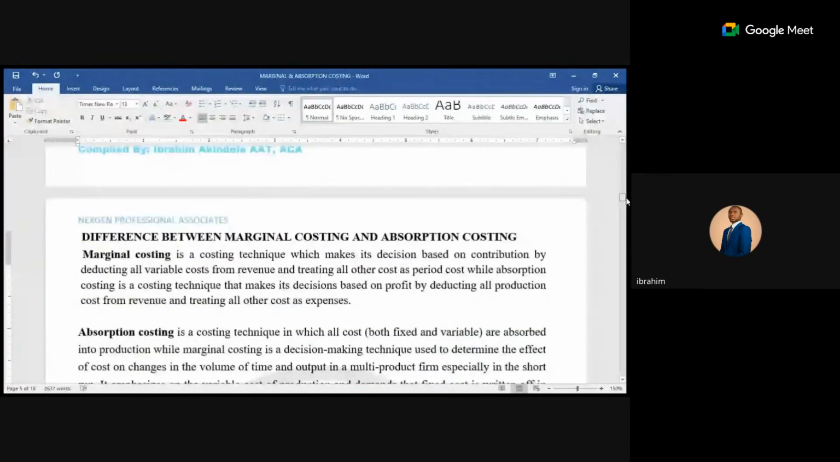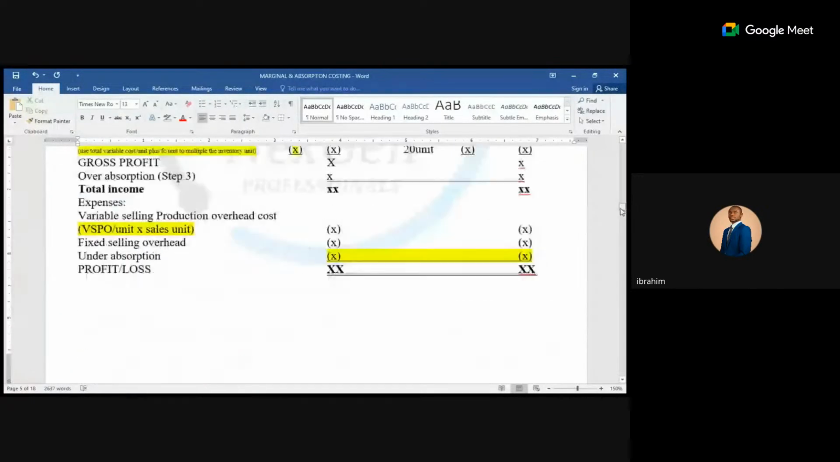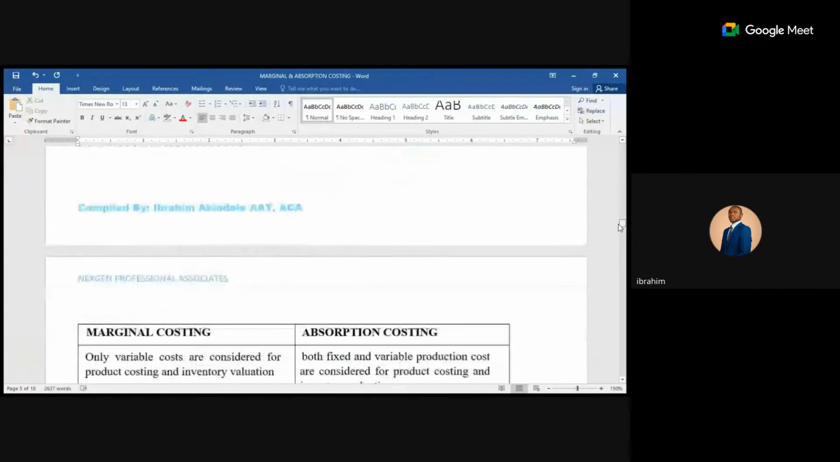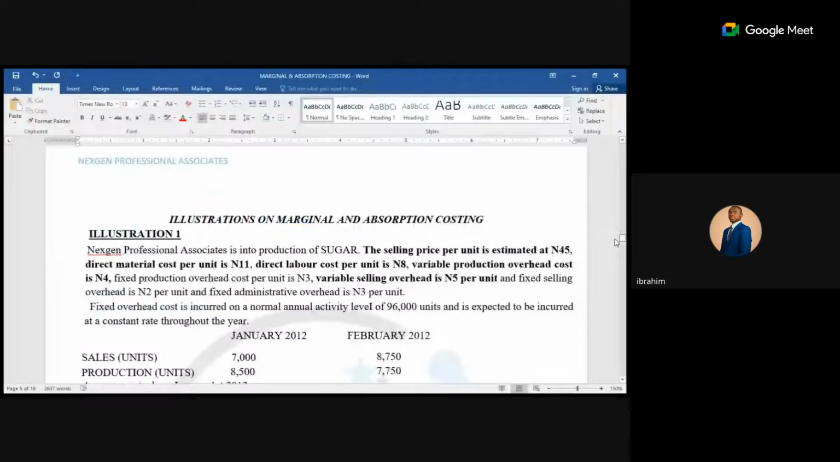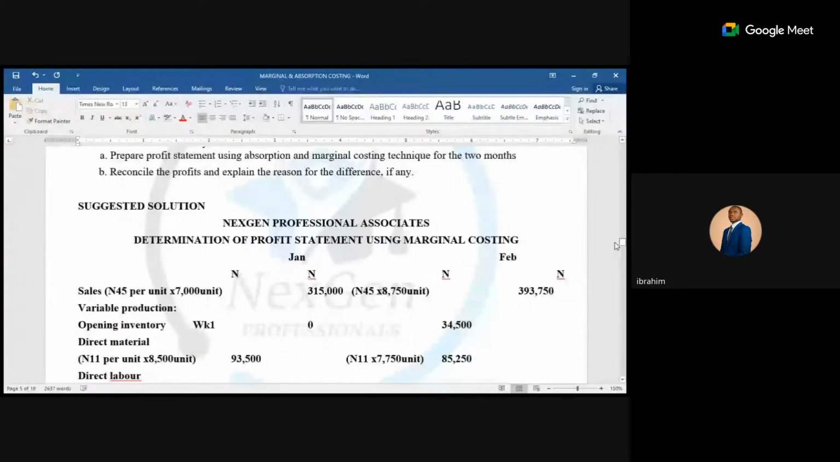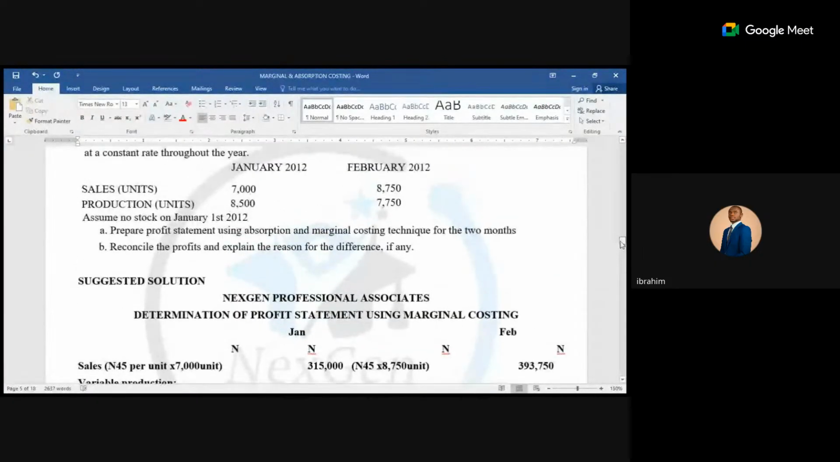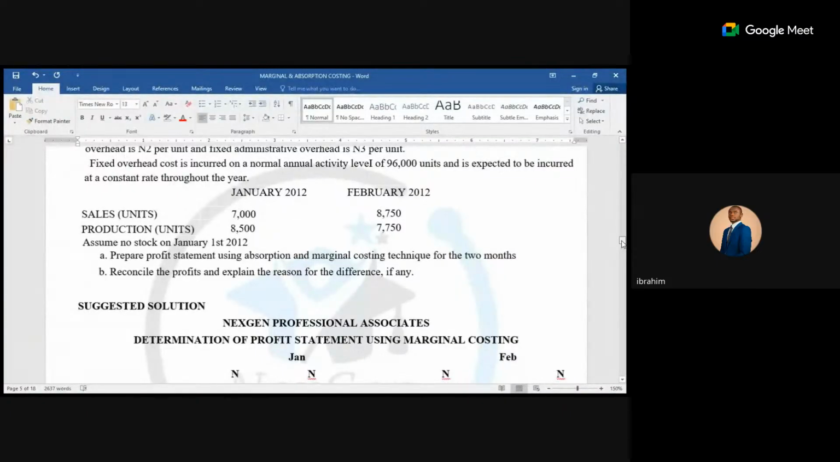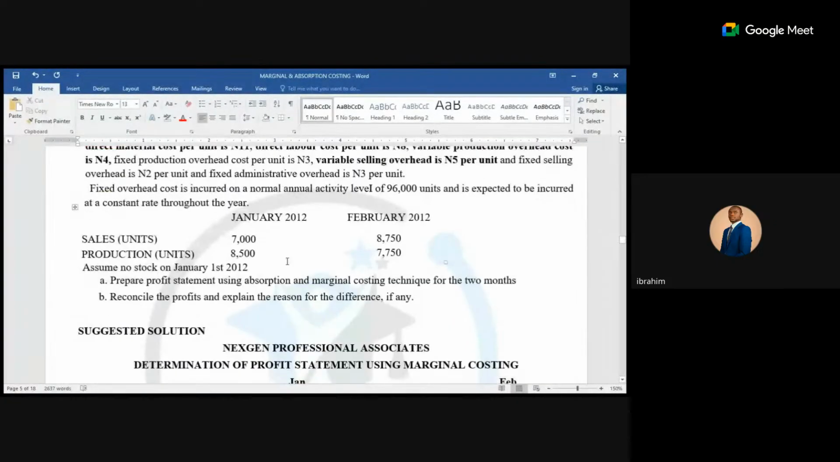Yeah. So let's quickly look at the question we did not complete. We solved this question under the marginal costing. We're supposed to complete it. We're supposed to use the absorption costing, prepare a profit statement using absorption costing. We've done the marginal costing. Now, absorption costing.